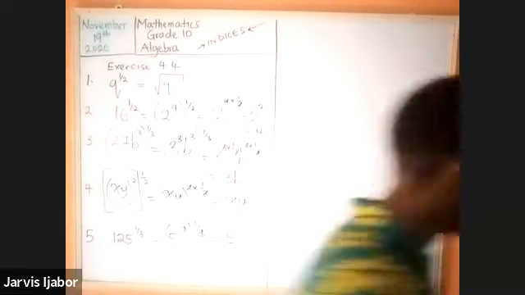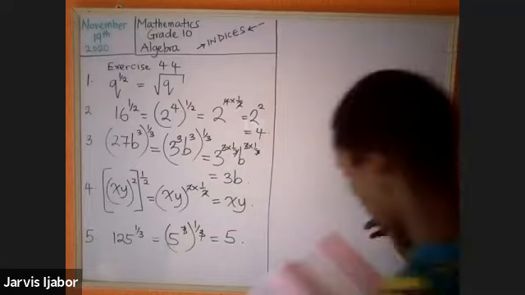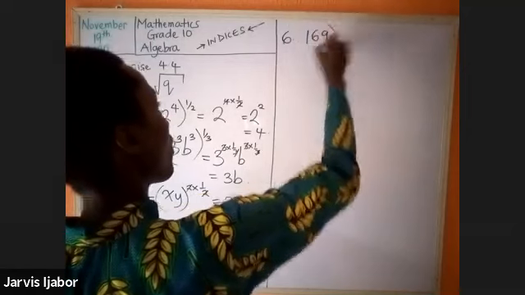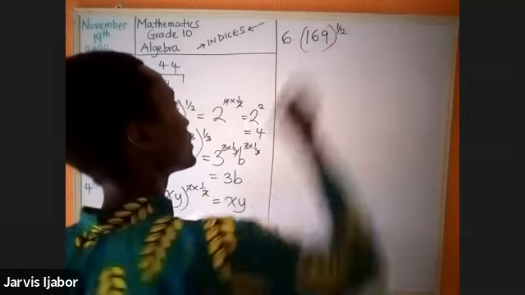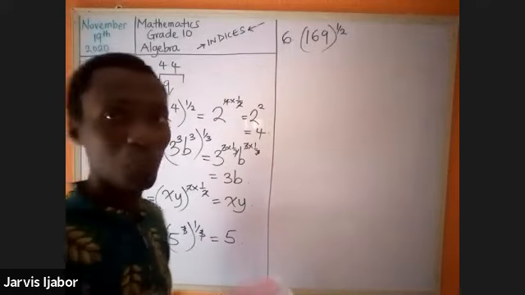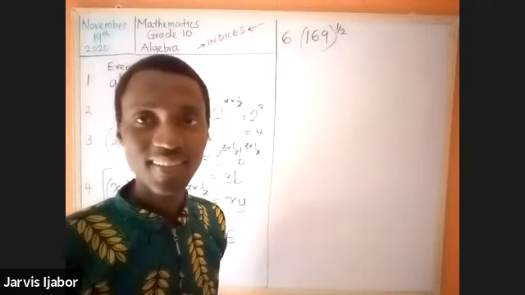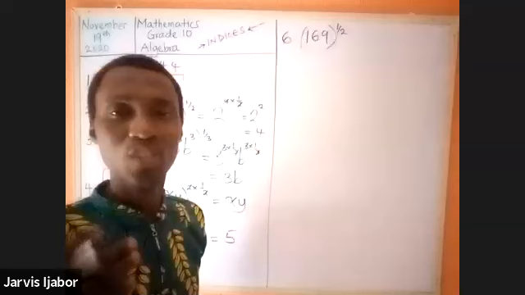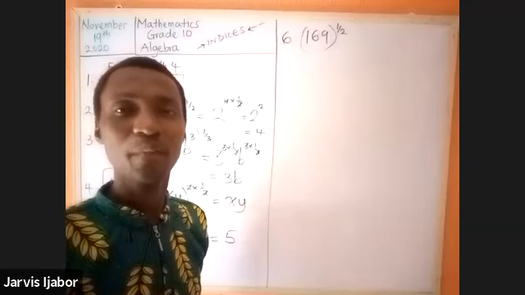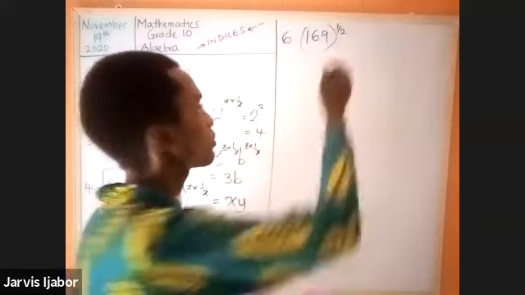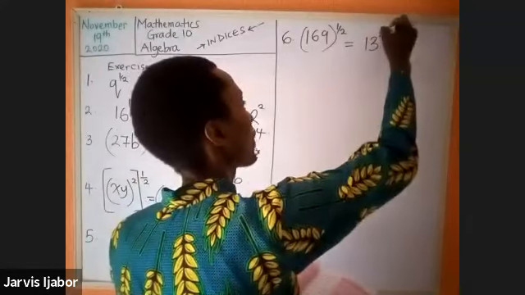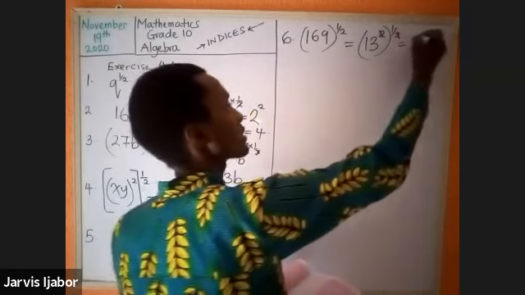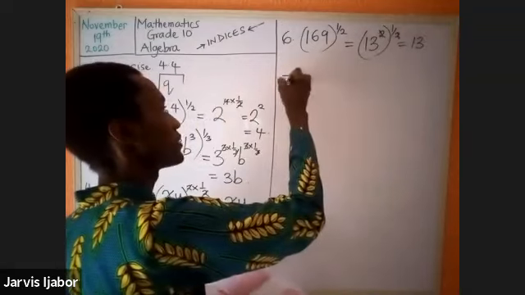So let's go to question 6. Now in question 6, we have 169 all raised to the power of 1/2. What is the prime factor of 169? It is 13. So you may need to go back and check yourself out in the context of squares and square roots. So this will be 13 raised to the power of 2, all raised to the power of 1/2. This will conveniently cancel this, and your final answer is what? 13. That's for question 6.